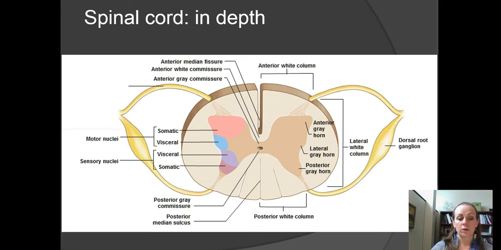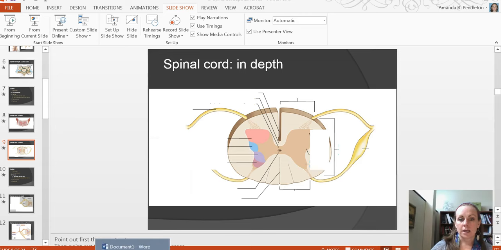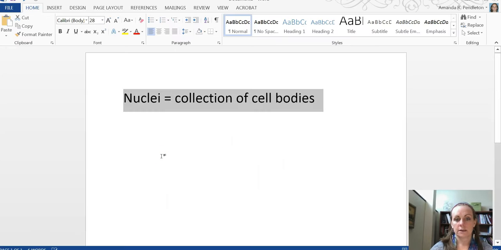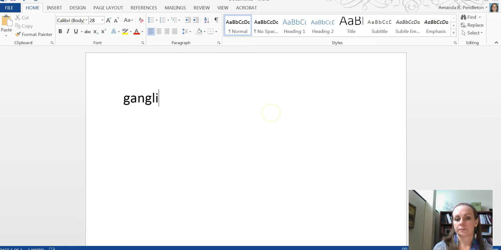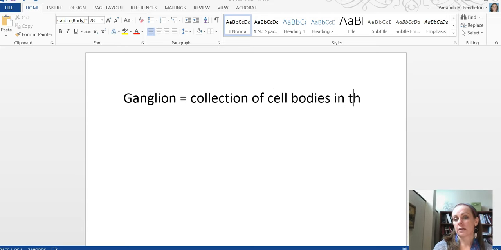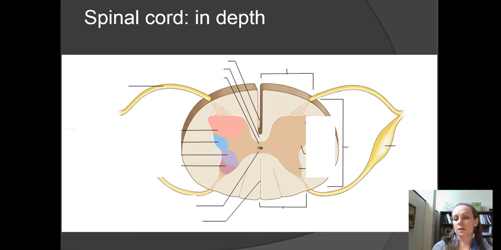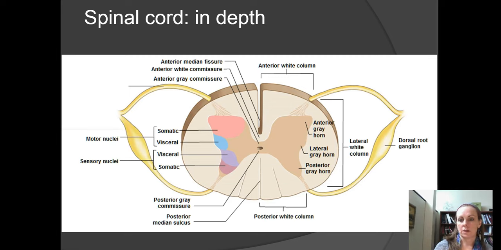The ganglion is a general name, and a ganglion is a collection of cell bodies in the peripheral nervous system. Okay, so that's what a ganglion is. And so this specific ganglion is going to be called the dorsal. Remember, dorsal is another word for posterior, so it's on the posterior side. The dorsal root ganglion. Okay.